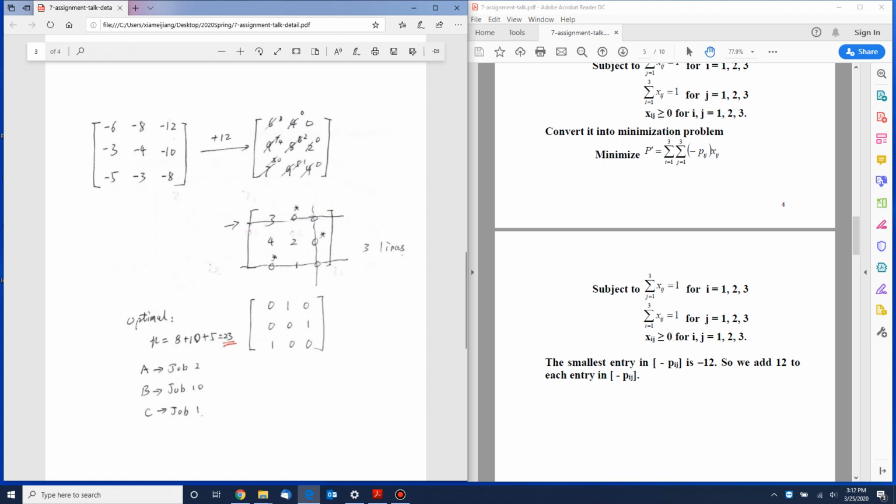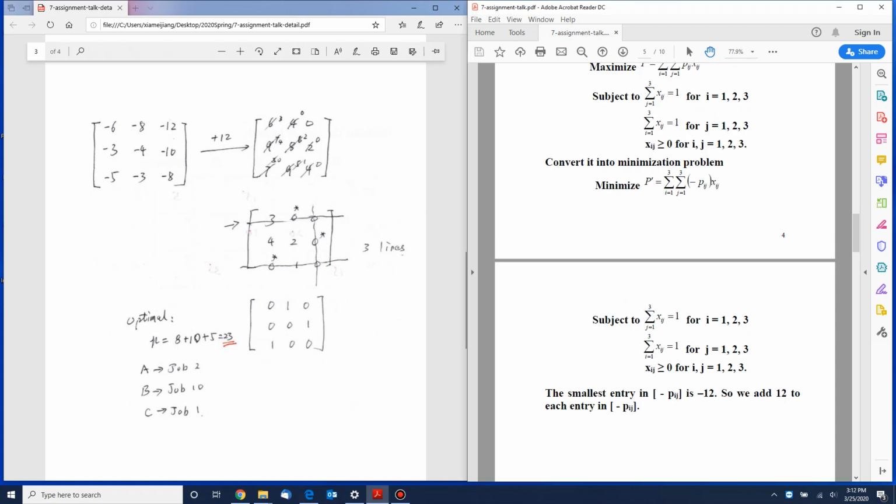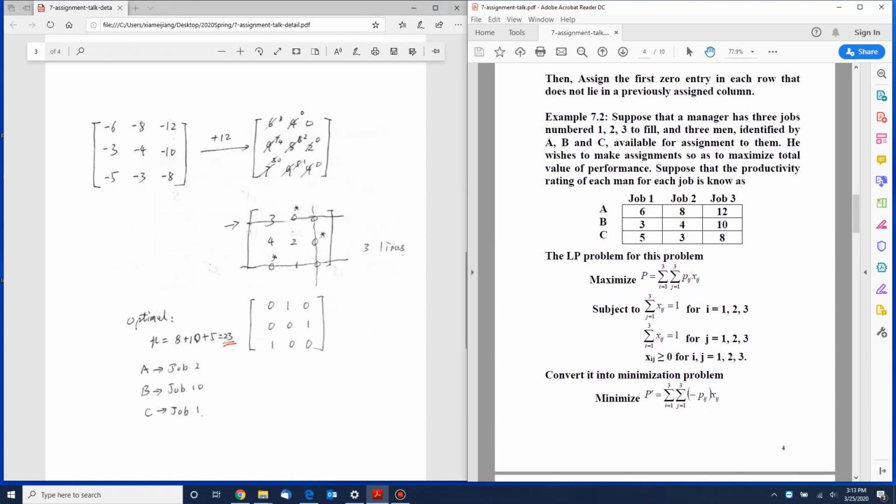So in this way you have a permutation matrix: 0, 1, 0, 0, 0, 1, 1, 0, 0. That tells you to assign A to job 2, B to job 3, and C to job 1, right? So in this way, the total performance is 23.